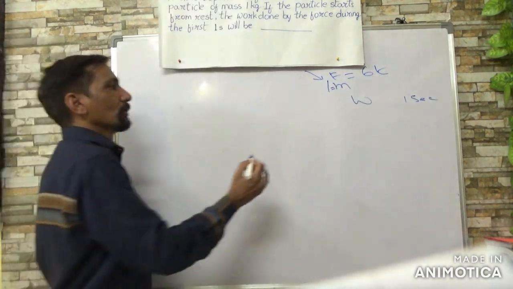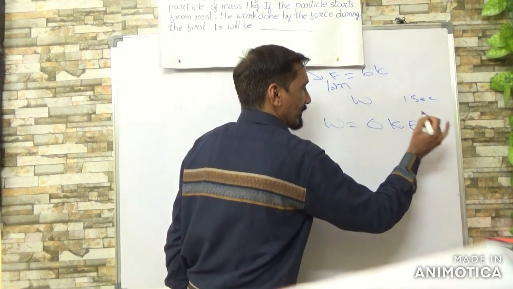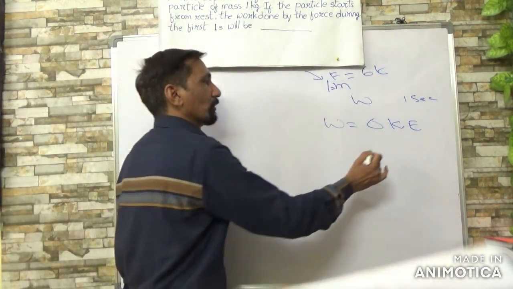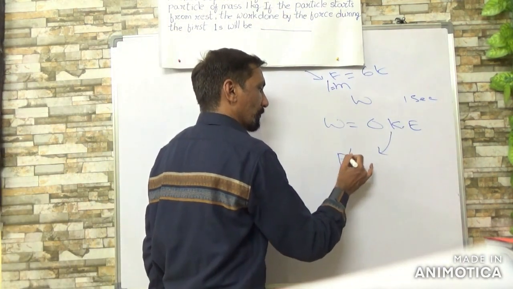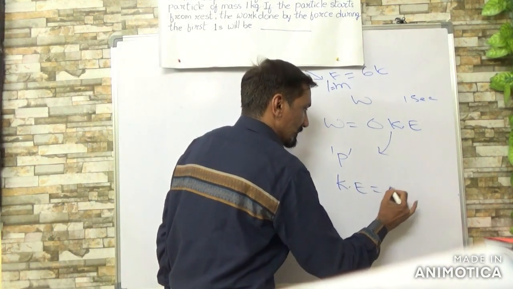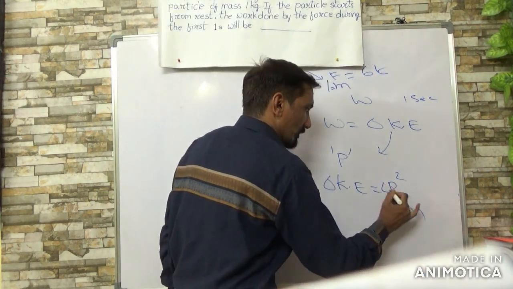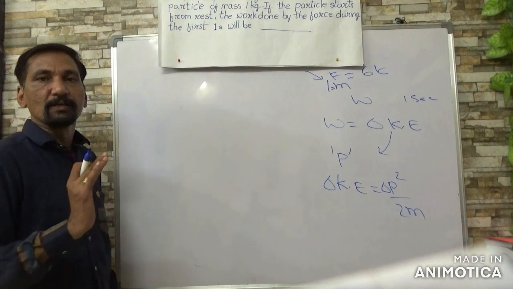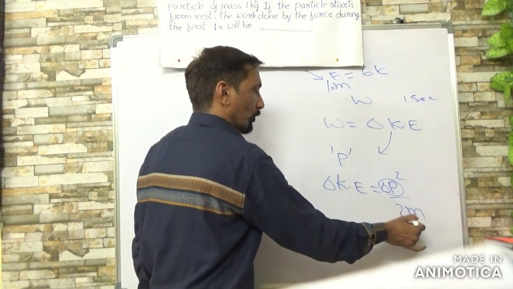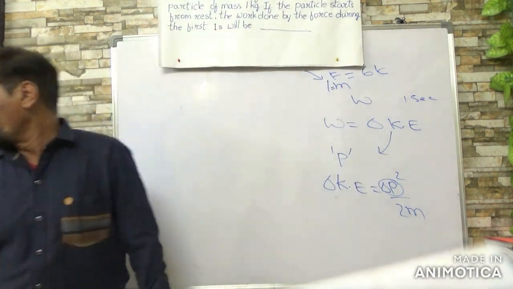Okay, so you know work done is always equal to change in kinetic energy. Kinetic energy you can also find through momentum. So kinetic energy is equal to P square by 2m. So change of kinetic energy is equal to change of momentum square by 2m. That means it's very clear that if you know momentum, you can find energy and you can find work done. Right?